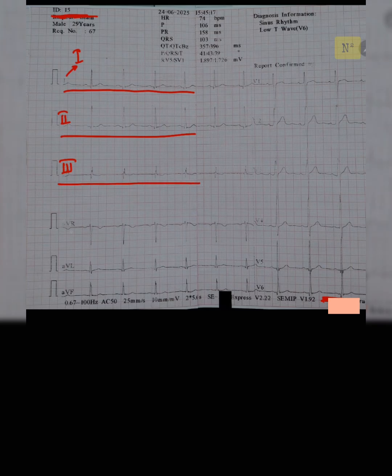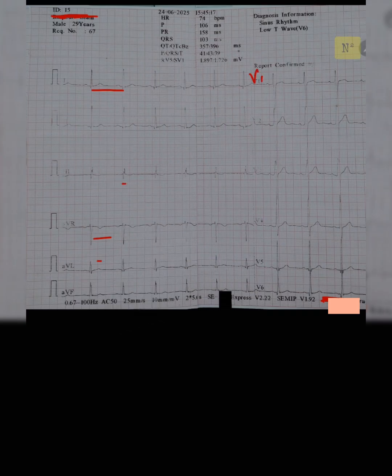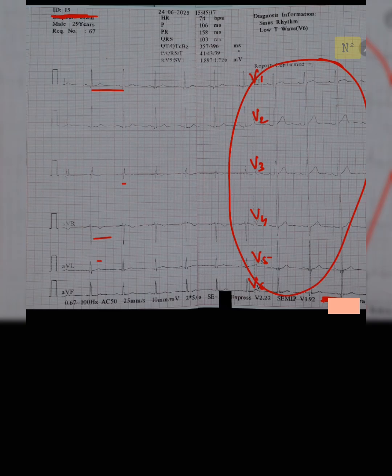and from here you can say there is written AVR. So it is showing you the augmented right arm rhythm. This is showing you the augmented left arm rhythm. This is showing you the augmented foot rhythm. On the right side you can see there is written V1, V2, V3, V4, V5 and V6. So all these are showing you whatever recording you are getting on a chest electrode.